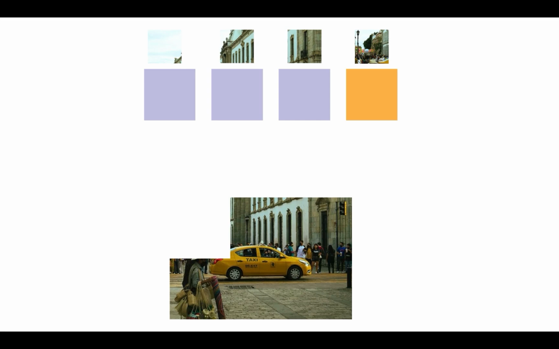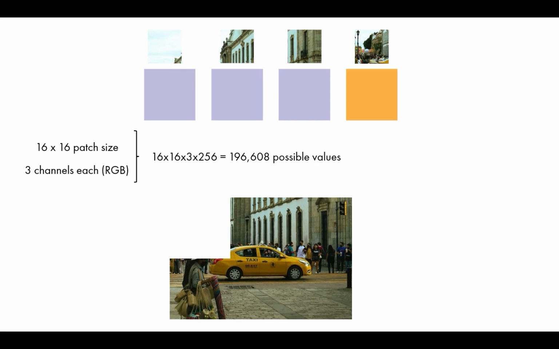But there's one particular issue with this. If I use 16 by 16 patch size, considering that we have 3 channels for each RGB pixel inside the patch, then we have 16 times 16 times 3 pixels inside the patch, and each pixel can take 256 different values, ranging from 0 to 255. So we have almost 200,000 possible values that we can assign for a single patch. That is quite a lot.